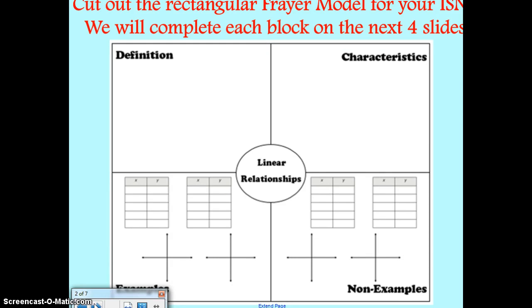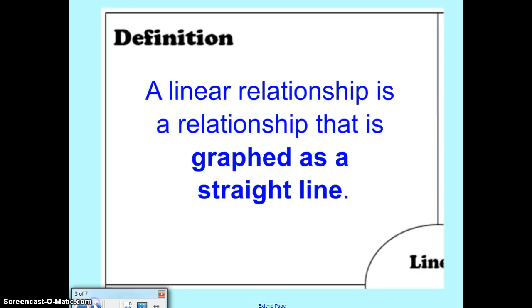Please pause your video as we go through each slide in order to write down your definitions and any other important information you obtain from this video. Let's first talk about the definition of a linear relationship. A linear relationship is a relationship that is graphed as a straight line.